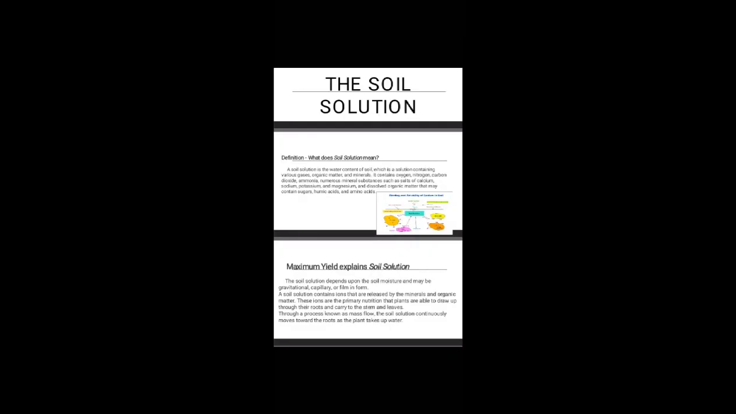Then solution. The soil solution depends upon the soil moisture and may be gravitational, capillary, or film in form. A soil solution contains ions that are released by minerals and organic matter. These ions are primarily nutrients that plants are able to take up through their roots and carry to the stem and leaves. Through a process known as mass flow, the soil solution continuously moves toward the roots as the plant takes up water.